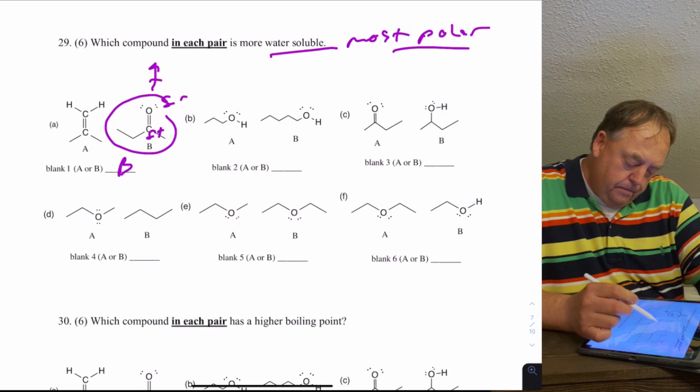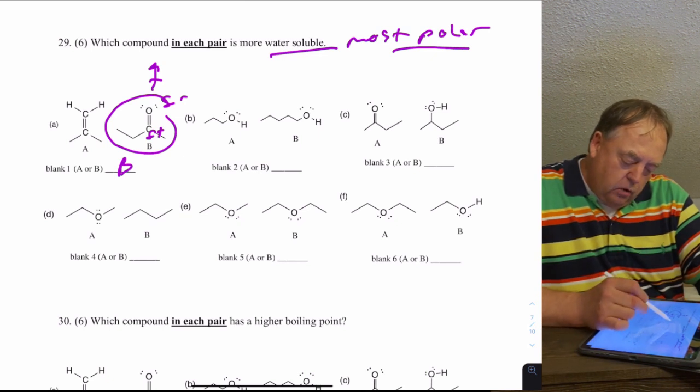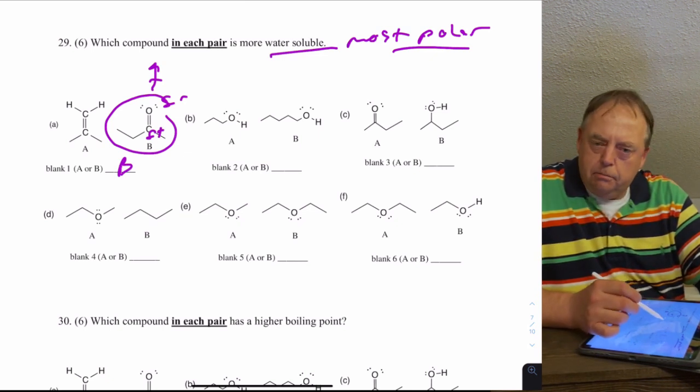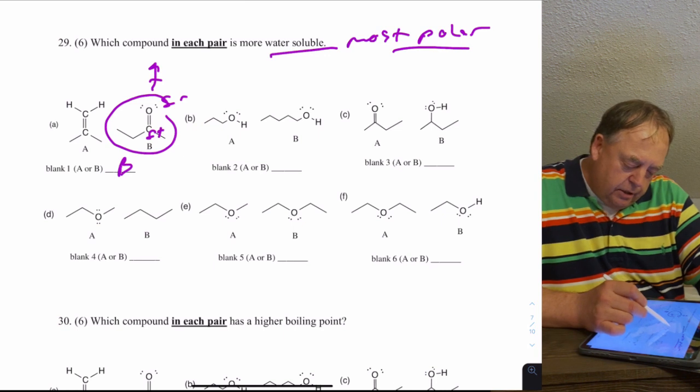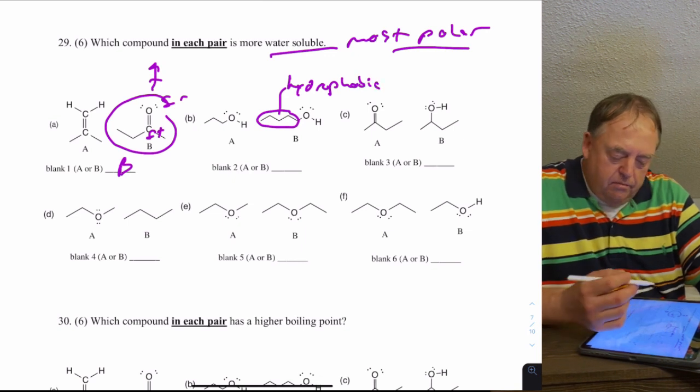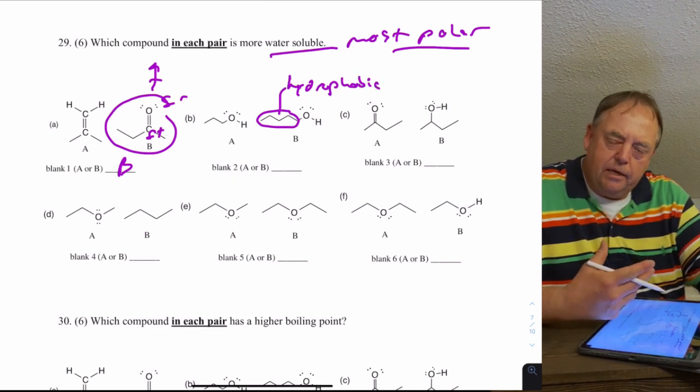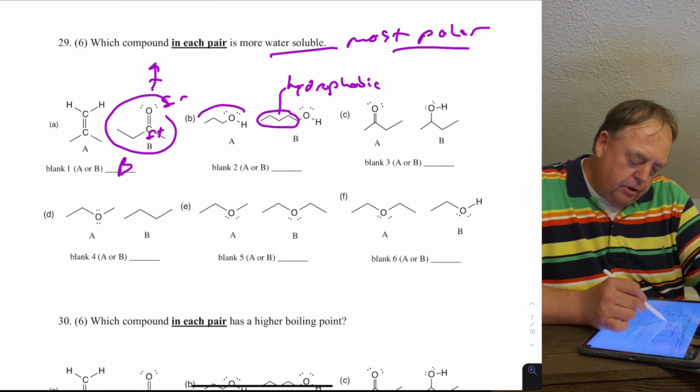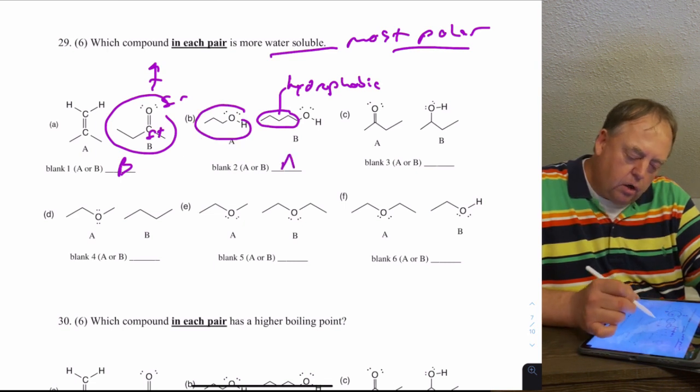So B. And for this one, they both have an OH, so that's a wash. That's the polar part of the molecule. So then you're looking at this part of the molecule, which is hydrophobic. You're looking for the molecule that is the least hydrophobic in this case, which is going to be molecule A because it's got a shorter carbon chain.